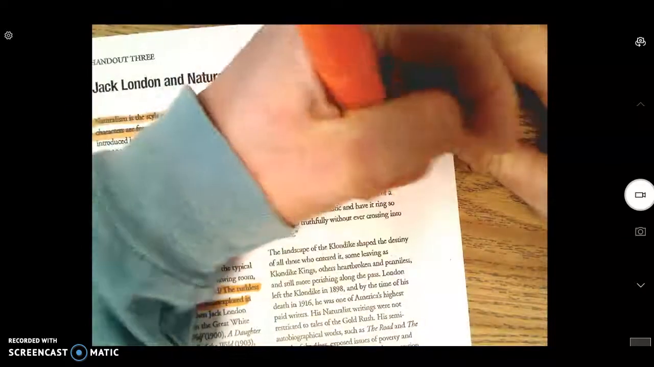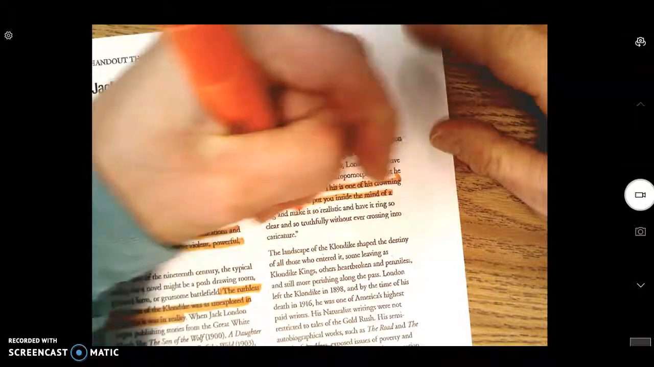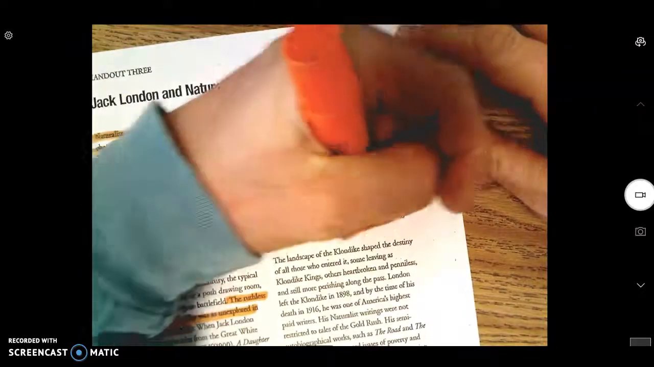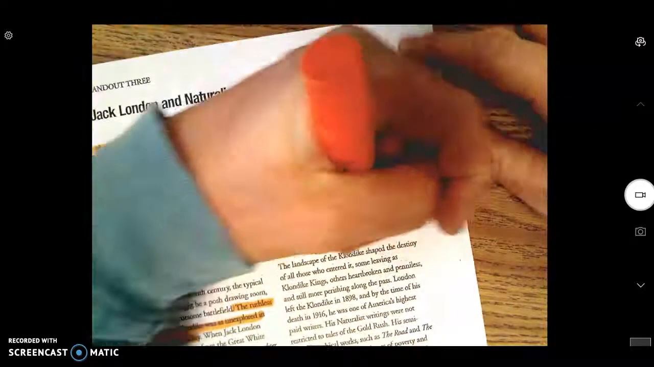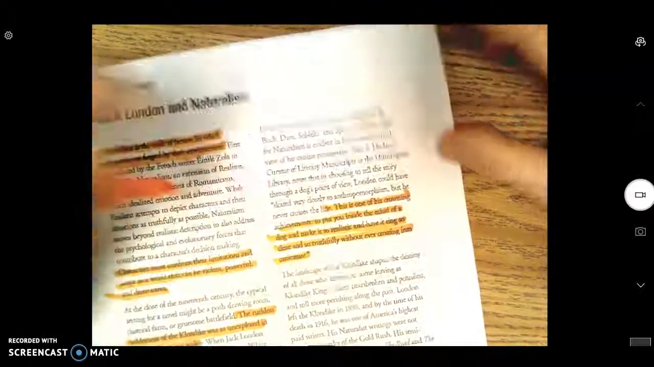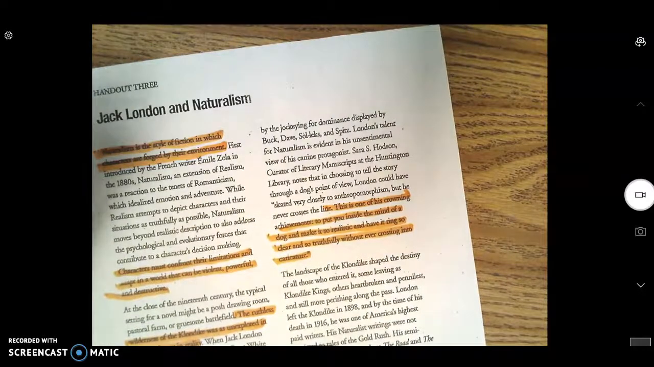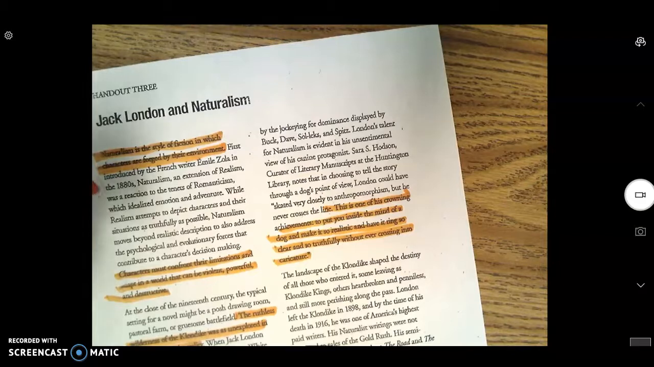So, I'm going to highlight that because that's true. Because when we read The Call of the Wild, Buck is not talking. He's not a talking dog. This is not a Disney movie where we hear Buck talk and everything. We don't even hear what he's thinking. But at the same time, we know what Buck is going through psychologically because of how well it was written.